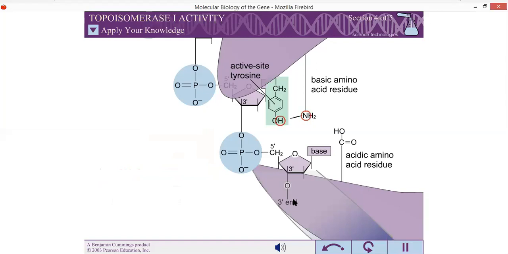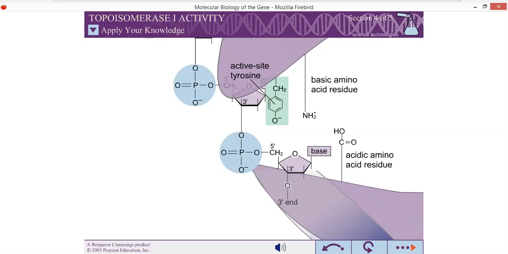Now see, this is how this nitrogen is going to act. The nitrogen is going to deprotonate this particular oxygen, and then this oxygen will attack the phosphodiester linkages. The phosphodiester bonds will be broken, and again there would be another ester linkage formed between the oxygen and the phosphate, which will rotate around the DNA molecule and will ligate the DNA. So this animation finishes here about the type 1 topoisomerases.